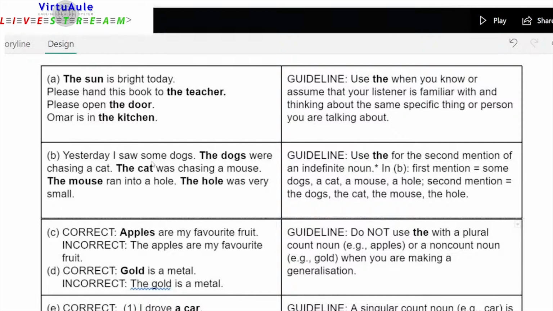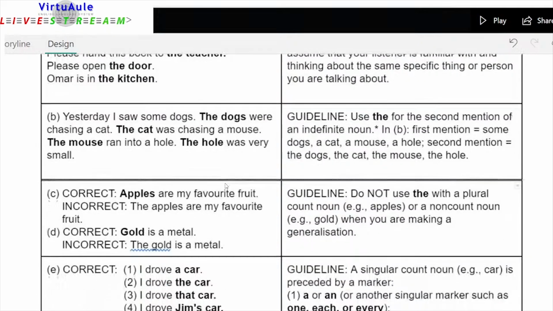So, yesterday I saw some dogs. "Some dogs" is indefinite. So, the first mention, we have "some." Then we have "the dogs" because they are specific. The cat follows: a cat, a hole, the hole. I think you understand.